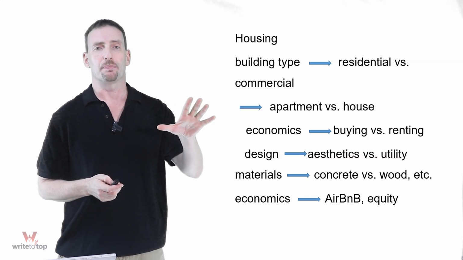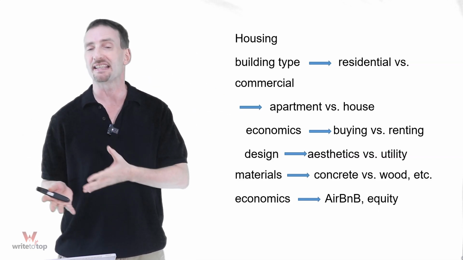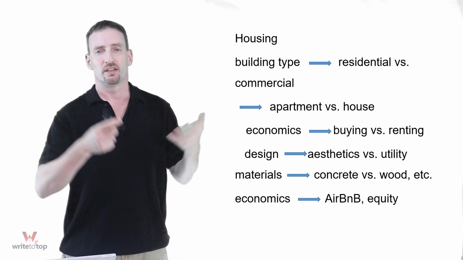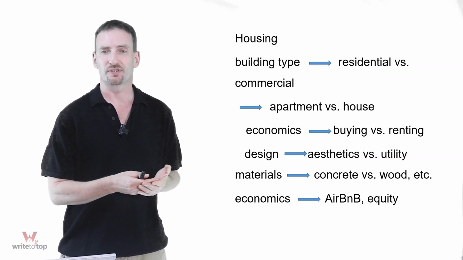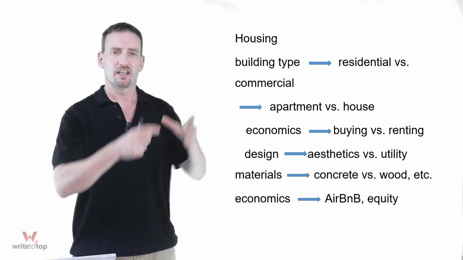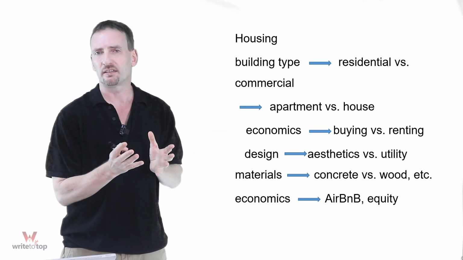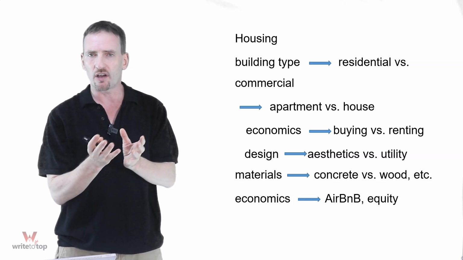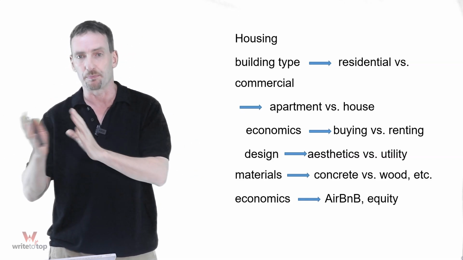You have a building type. Now you have building types. You can talk about residential versus commercial. You can talk about apartment versus house. If you're thinking about economics, you can talk about buying versus renting. So you're going from a very abstract big topic to a smaller topic to smaller topics and debates, etc.